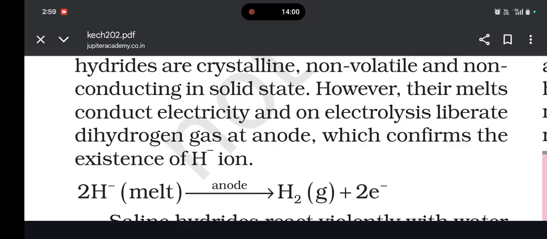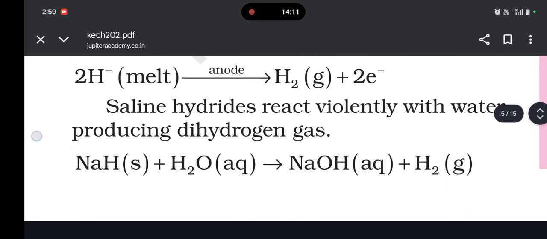However, their melts conduct electricity and on electrolysis liberate dihydrogen gas at the anode, which confirms the existence of the H- ion. As we can see in the reaction, 2H- in the melt at the anode gives hydrogen gas plus 2e-. Saline hydrides react violently with water producing dihydrogen gas. NaH plus H2O gives NaOH plus hydrogen gas.